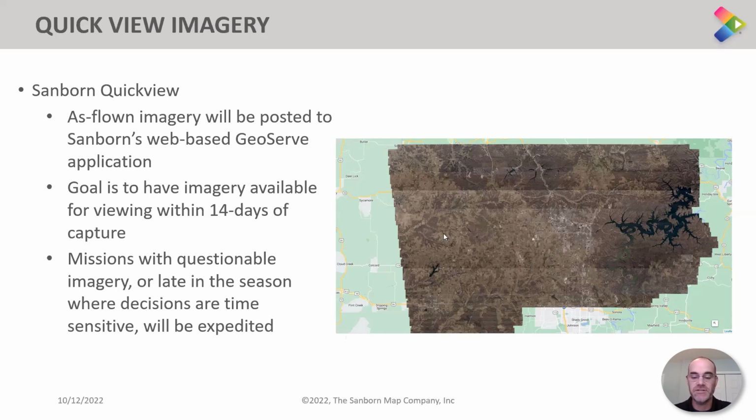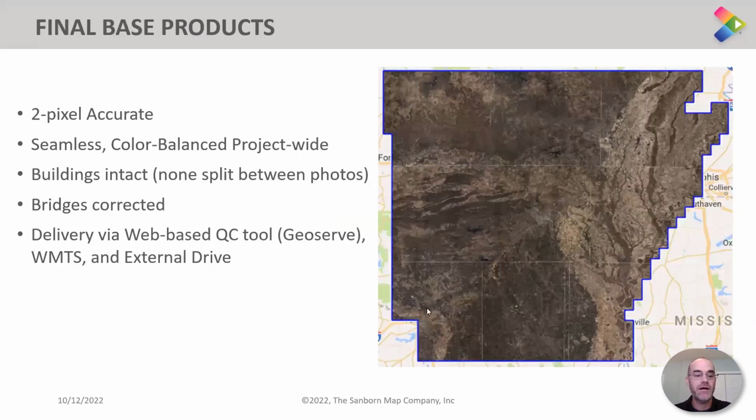But again, very early, roughly oriented look at that data. At the end of the day, our product will be homogeneous, seamless, and color balanced across the state. So, if you can picture that slide I showed before, of 38,000 individual photos flown over potentially 5 weeks, with differences in ground conditions and atmospheric conditions, we go through a process to essentially balance all of those together and deliver a seamless product across the state.